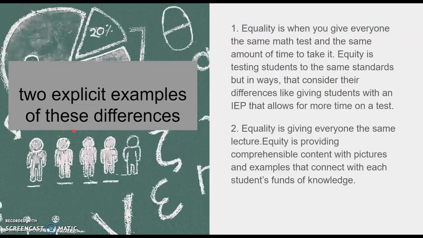Two explicit examples of these differences. Number 1, equality is when you give everyone the same test and the same amount of time to take it. And equity is testing students to the same standards, but in ways that consider their different needs, like giving students an IEP that allows them more time on the test.